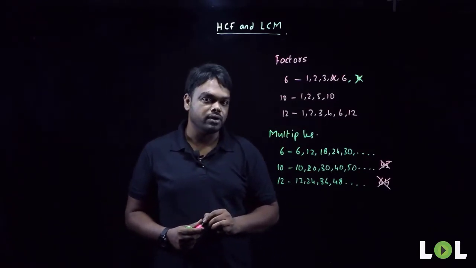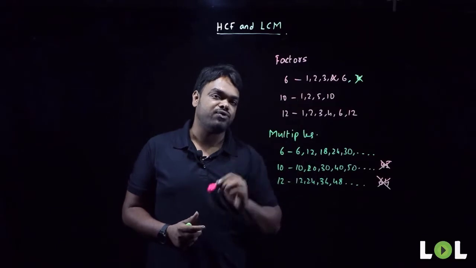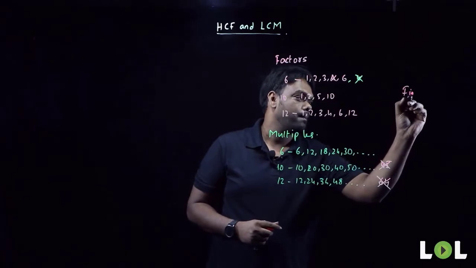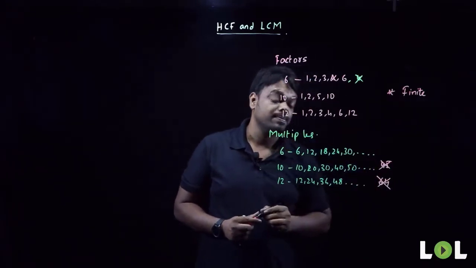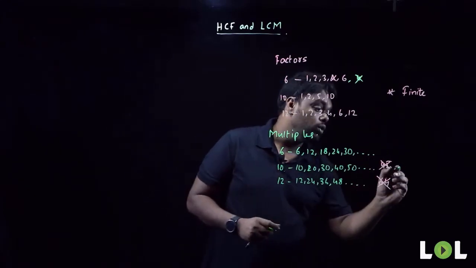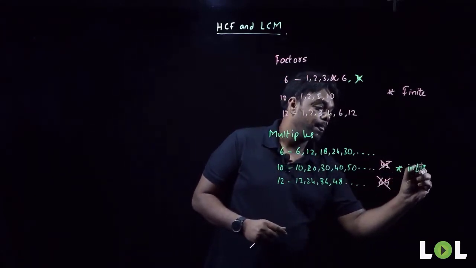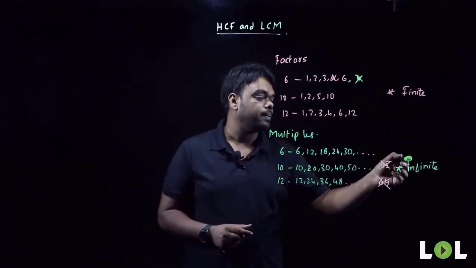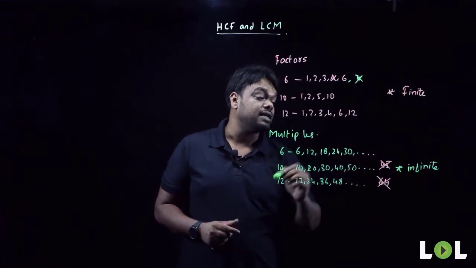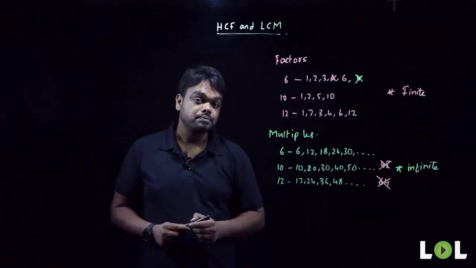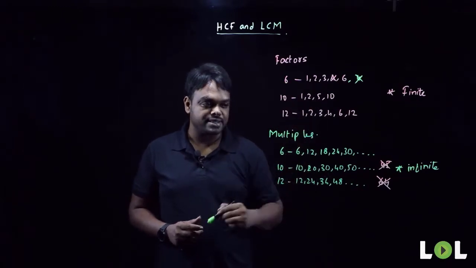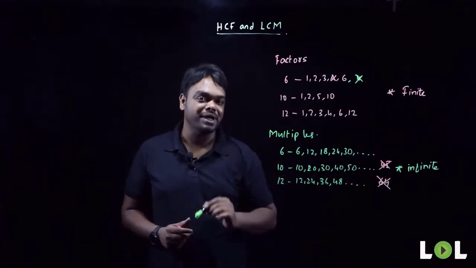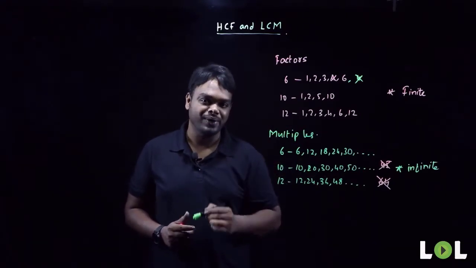Another thing you can observe here is factors are always finite. There will always be a finite number of factors. Whereas multiples are always infinite. You can write any number of multiples for any given number. So, factors are finite and multiples are infinite. Now, with this understanding of the factors and multiples, you can clearly understand the meaning of LCM and the meaning of HCF. Let us get into it.